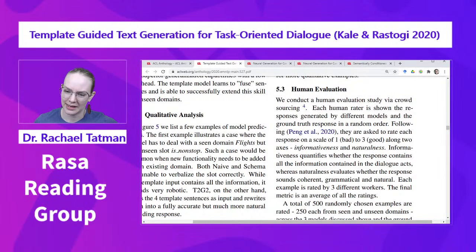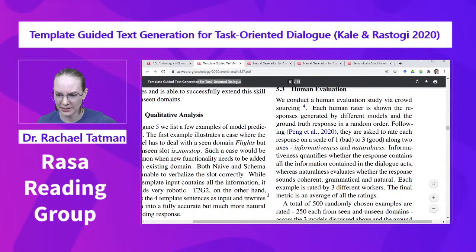Informativeness quantifies whether the response contains all the information contained in the dialogue acts, whereas naturalness evaluates whether the response sounds coherent, grammatical, and natural. Each example is rated by 3 different workers. The final metric is the average of all ratings.